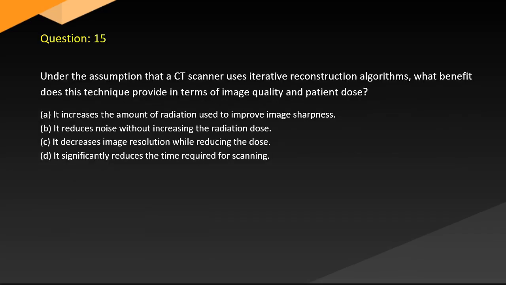Question 15. Under the assumption that one can use iterative reconstruction algorithms, what benefit does this technique provide in terms of image quality and patient dose? A. It increases the amount of radiation used to improve image sharpness. B. It reduces noise without increasing the radiation dose. C. It decreases image resolution while reducing the dose. D. It significantly reduces the time required for scanning.